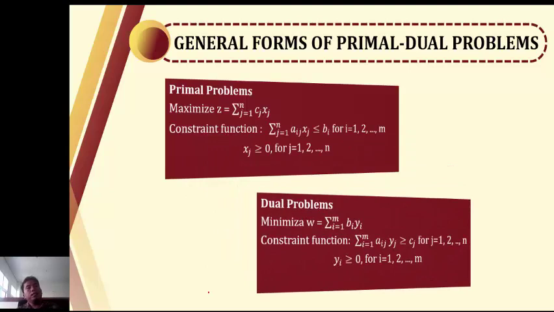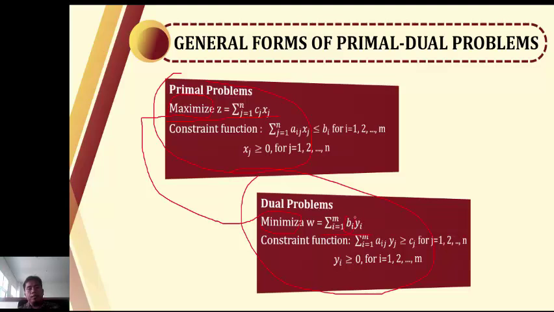All right, this is the general model of primal and dual problems. Here is the primal and here is the dual. You can see the objective function of the primal is the sum over j from 1 to n of c_j x_j. However, the primal is maximization, while the dual should be minimization. Actually, we use w here for the objective function of the dual.